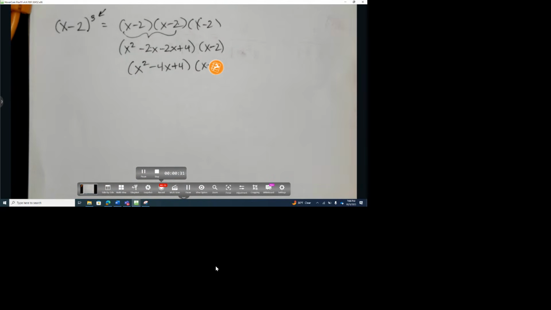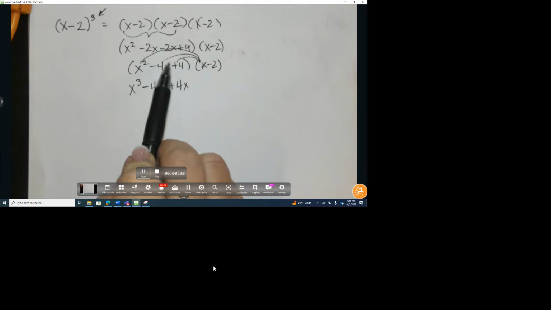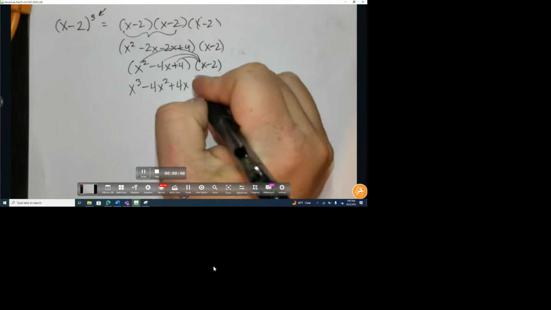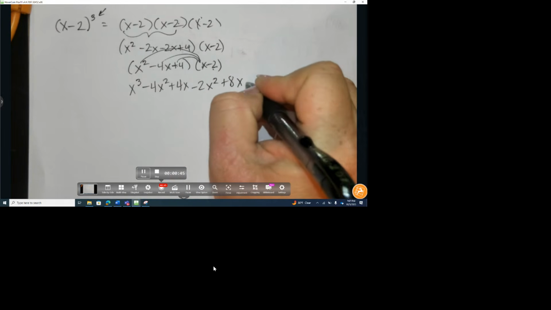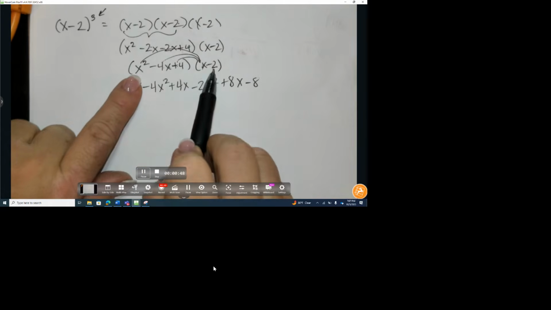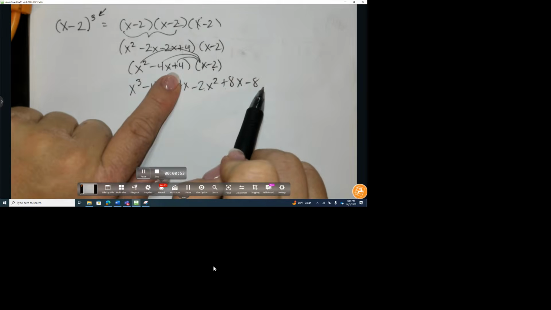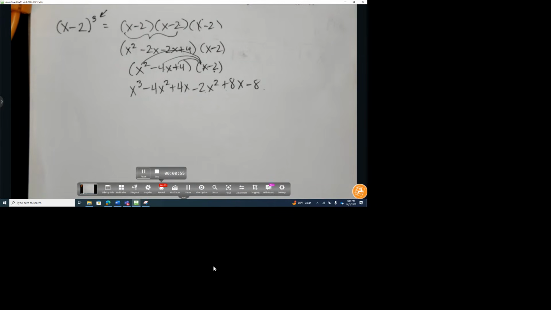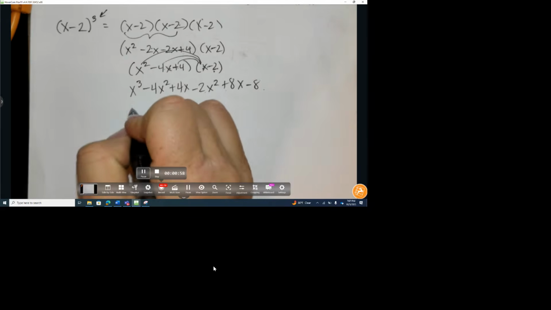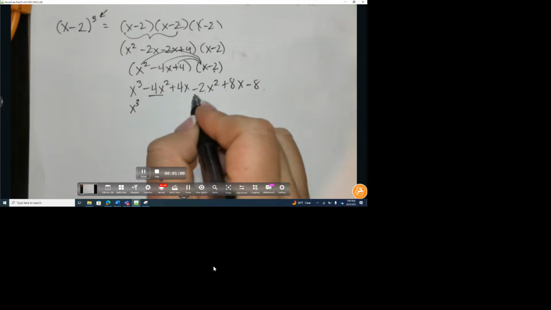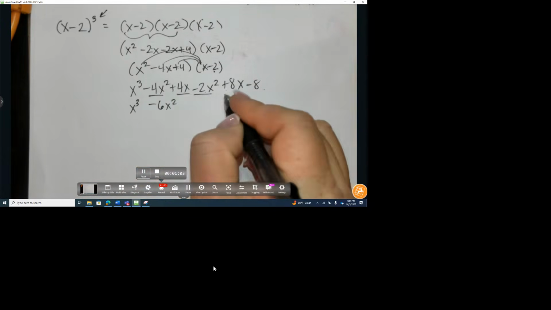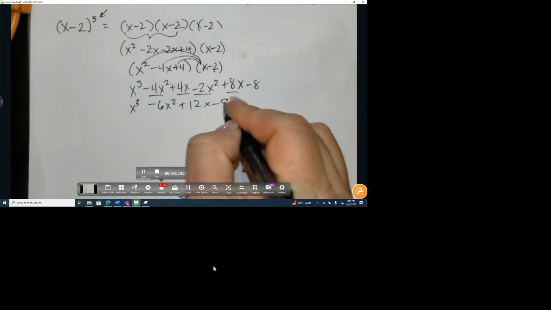Now I'm going to move ahead, and I'm going to go ahead and distribute the x and the negative. So I've distributed an x to each one of the three terms, and now I'm going to distribute a negative 2. Be careful of your signs. Let's make sure this is going to give me negative 2x squared, positive 8x, and negative 8. Okay, I feel confident what I've done, and now I'm going to combine like terms. So x to the third minus 6x squared plus 12x minus 8.